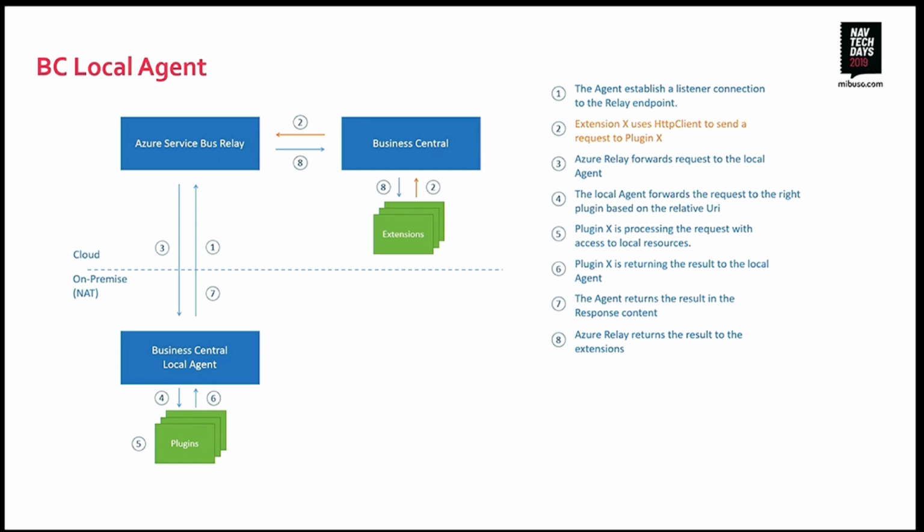And then it sends the request into Azure Service Bus Relay. And the Azure Service Bus Relay says, okay, I have a listener for this, and forwards the request down into the local agent, down there, on-premise. And that one is actually responsible for forwarding into the correct extension, or the correct plugin. The plugin picks it up and does the work. In this case, it could be a give-me-a-file request, and it sends the information back all the way up to Service Bus Relay, back to Business Central, and back as a reply to the original call.